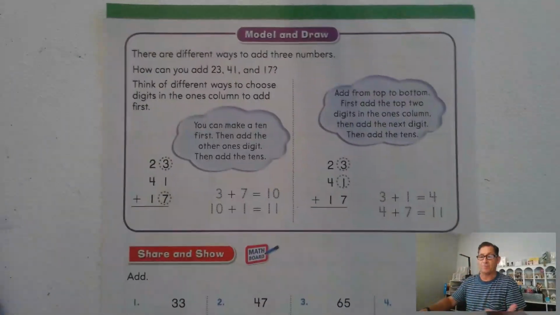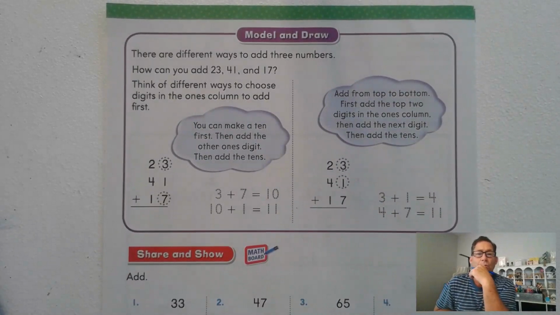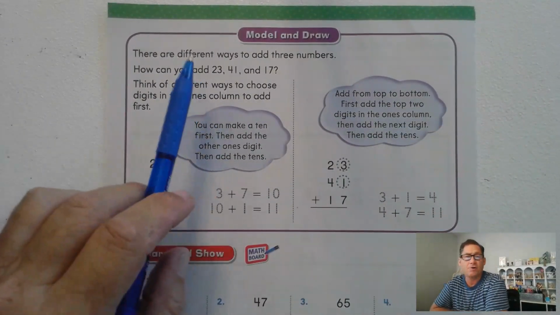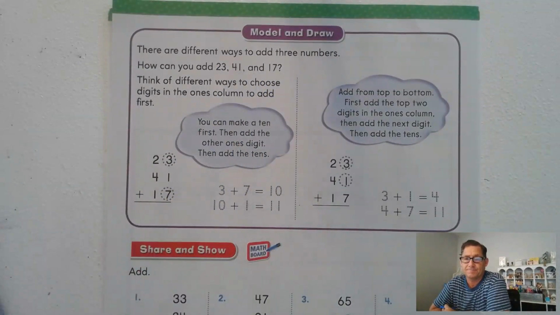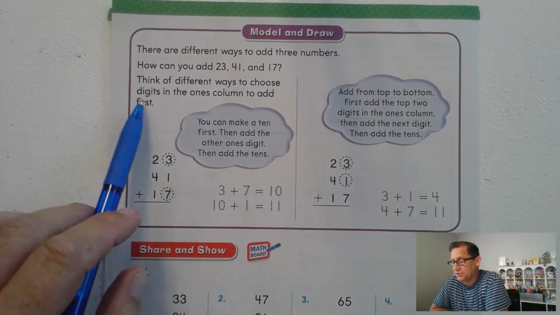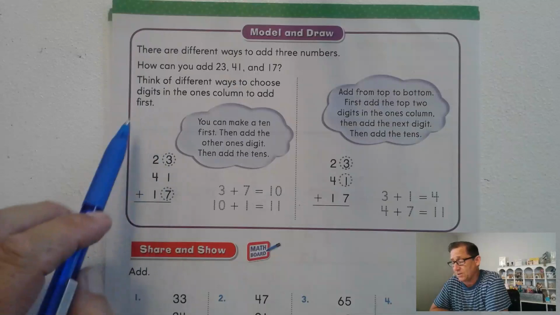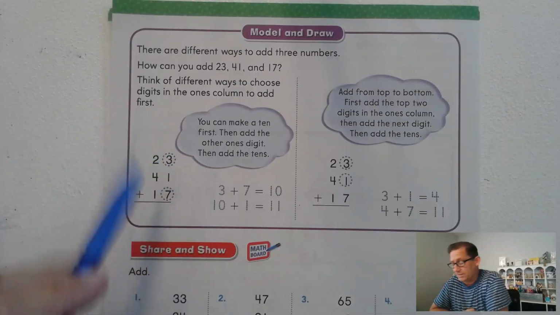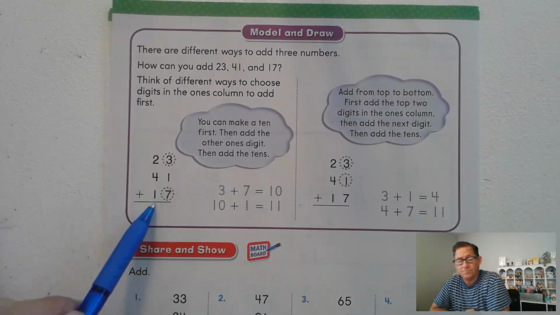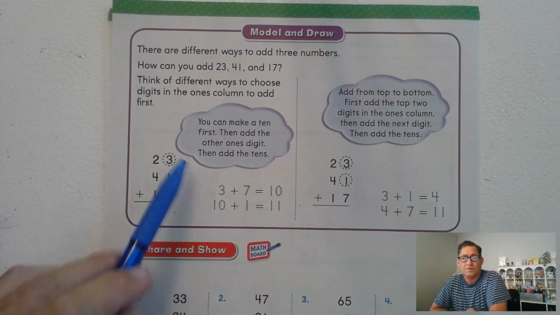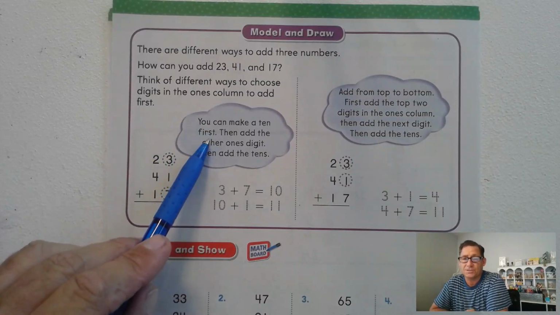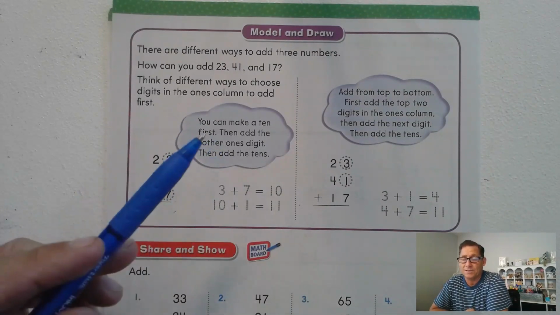So there are different ways to add 3 numbers, and we've talked about that already, right? So what about when we have 2-digit numbers? How can we add 23, 41, and 17? A little more challenging than single-digit numbers, right? So let's think of some different ways to choose digits in the ones column to add first. So let's look at 23 plus 41 plus 17. And you notice that the 3 and the 7 are circled. Well, we can make a 10 first and then add the other ones digit to it.